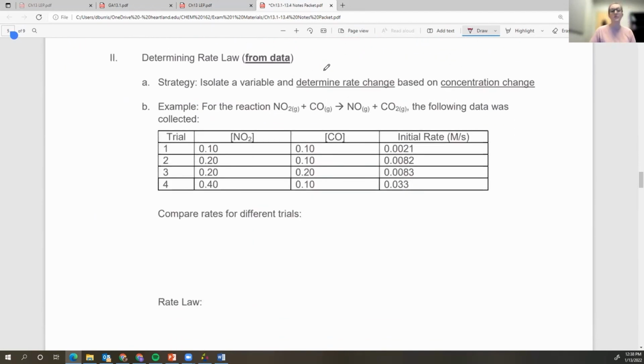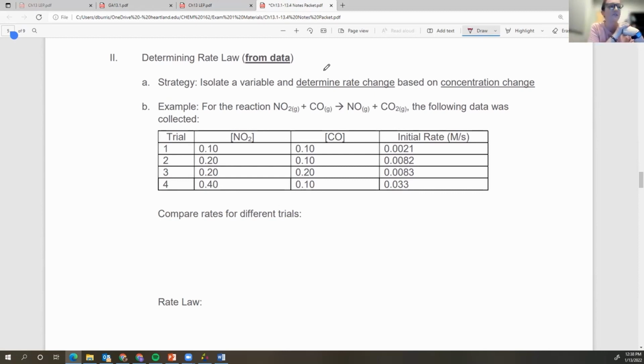Okay, now determining the rate law. I told you in order to determine the rate law, you either have to have data or you have to have a mechanism. So a lot of the times I'm going to give you data. All right, so I'm going to show you how to determine the rate law if it's first or second or third order or whatever it is.